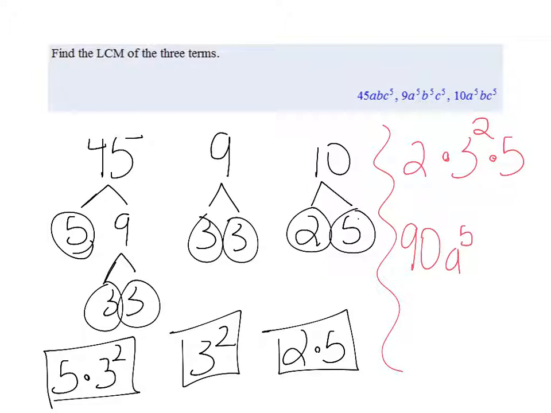Now let's do it with b. b is only to the first power. Remember, it's assumed to be the first if there's nothing there. Here it's to the 5th. Here it's again to the 1st. So I'm just going to want a b to the 5th for that one.